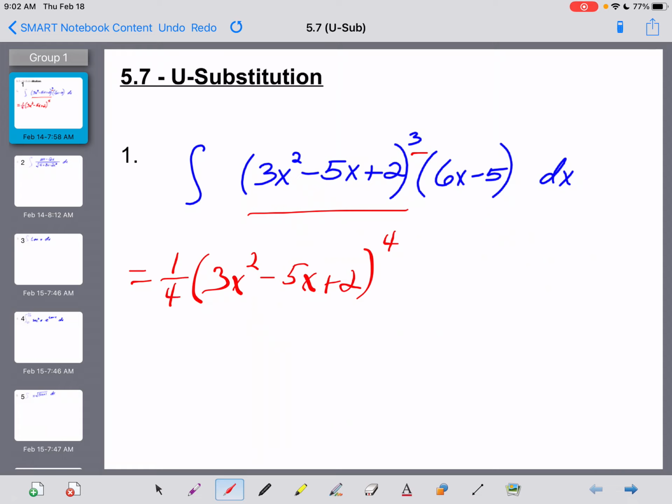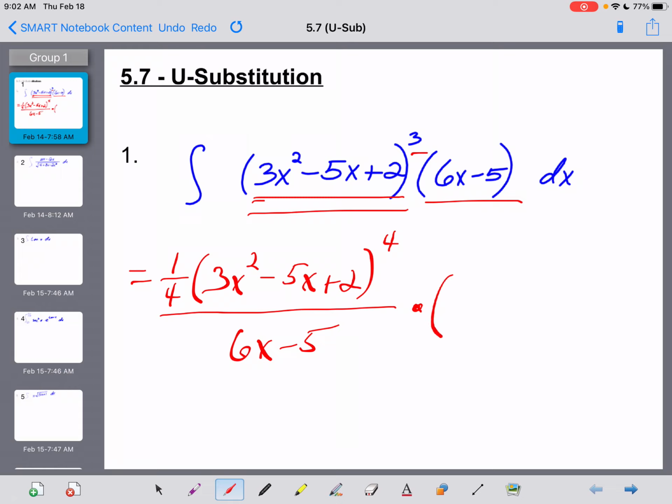Then, of course, there's this little problem with the chain rule, where with differentiating, we'd have to multiply by the derivative within. Since I'm reversing that process, maybe I would now need to divide by the derivative within, which would be 6x minus 5. But wait a minute, then there's this whole other factor of 6x minus 5, and if I anti-differentiated that, that would get me 3x squared minus 5x. Okay, there's my antiderivative.